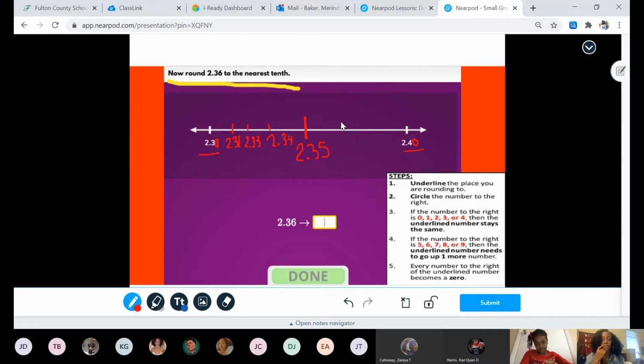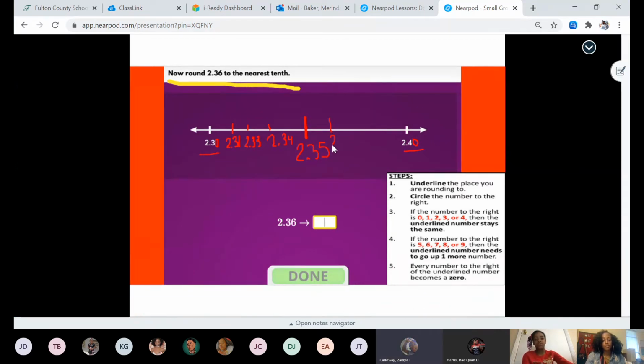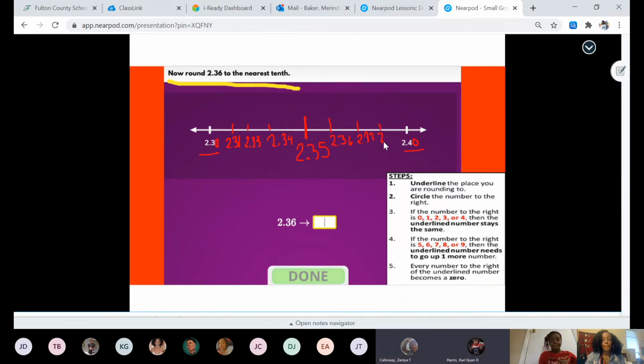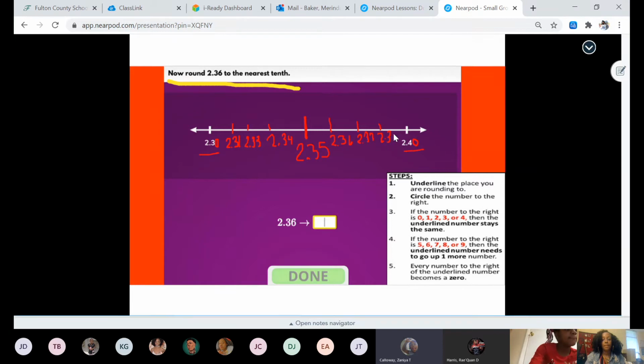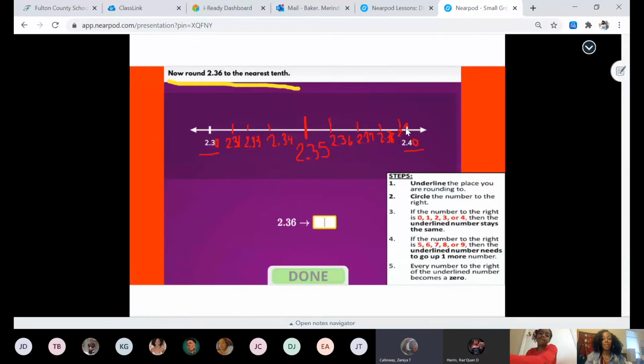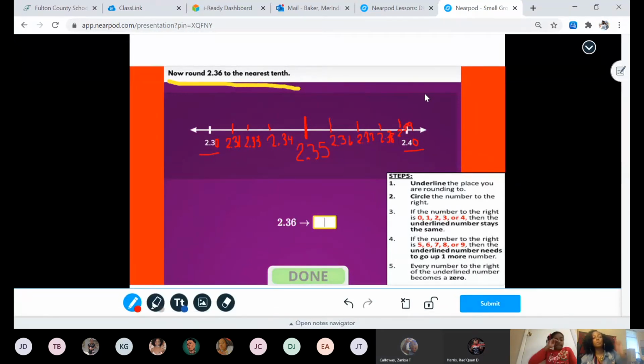What comes after 2 and 35 hundredths? Josiah, be ready to try to tell me where to find 2 and 36 hundredths on our chart. But go ahead, Zanaya, what comes next? 2 and 36 hundredths. 2 and 37 hundredths. 2 and 38 hundredths. 2 and 39 hundredths. And then 2 and 40 hundredths. Good job.